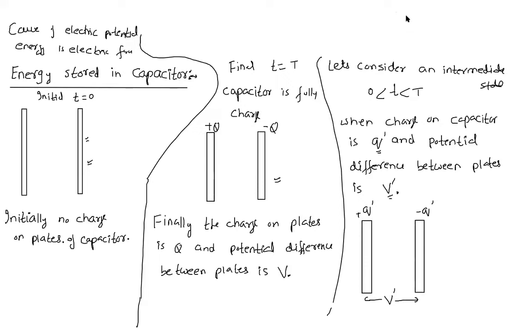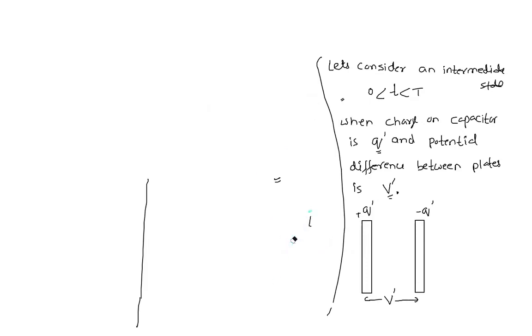We will calculate it through work. I'm just coming to it. To calculate work done, these three states should be very clear: that's the initial stage, that's the final stage, and this one is the intermediate stage. So the charge on the plates at some time t is Q prime. I want to transfer an additional charge, dq prime, to the capacitor.